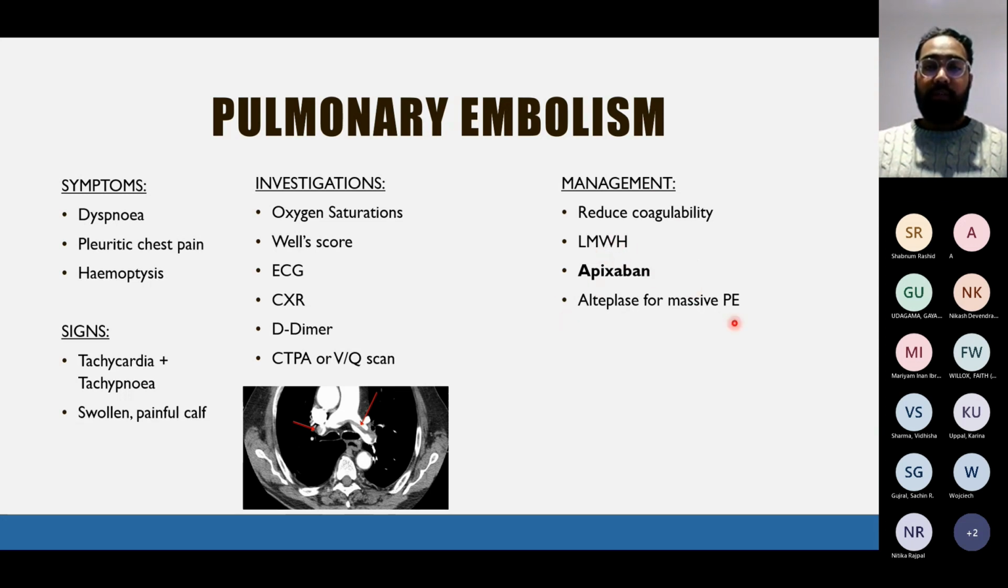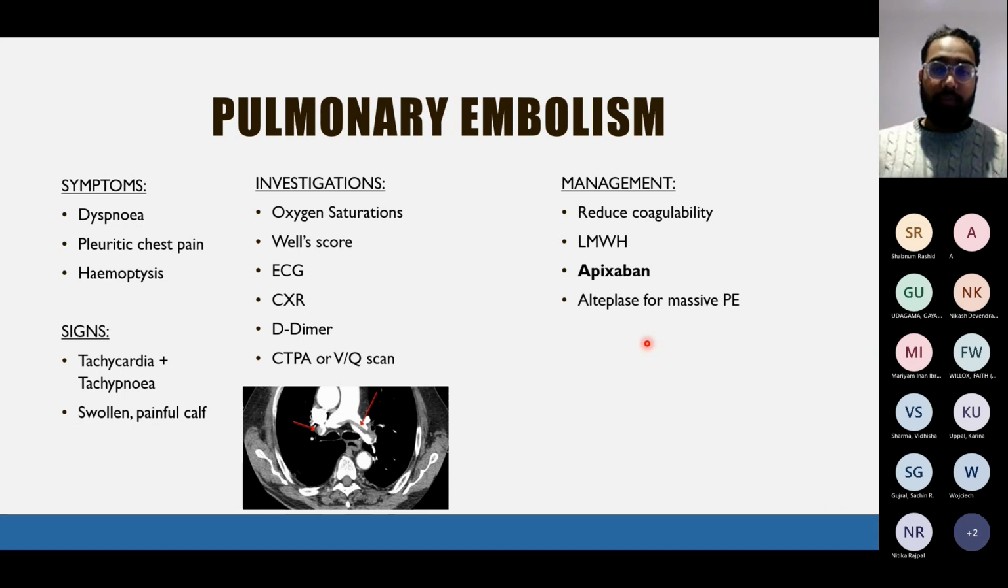If it's a massive PE, massive PE means they're hemodynamically unstable. So if someone's got a pulmonary embolism and their blood pressure is tanking below 90/60, or the heart rate's through the roof, and we think they're imminently going to die because they're that severely unwell, we can give alteplase, which rapidly eats away at the clot and gets rid of it.